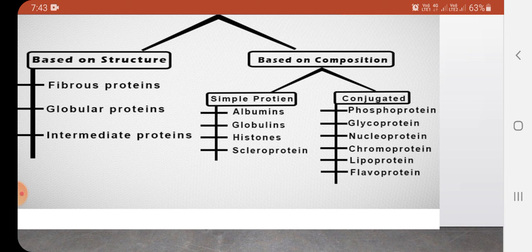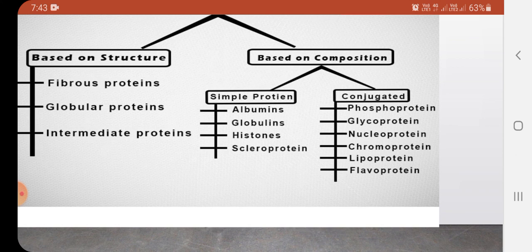Then next we come to the conjugated proteins. Phosphoprotein. Phosphoproteins are associated with phosphoric acid residues. Examples are the casein of milk. Then second is the glycoproteins. Glycoproteins are the combination of proteins with mucopolysaccharides. Example is the mucin in saliva, blood antigen, pituitary hormones like follicle stimulating hormone and luteinizing hormone. All these are examples of glycoproteins.